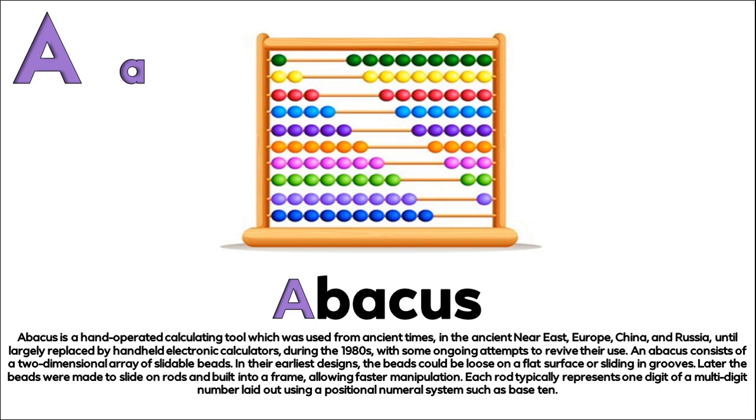In their earliest designs, the beads could be loose on a flat surface or sliding in grooves. Later the beads were made to slide on rods and built into a frame, allowing faster manipulation. Each rod typically represents one digit of a multi-digit number laid out using a positional numeral system such as base 10.